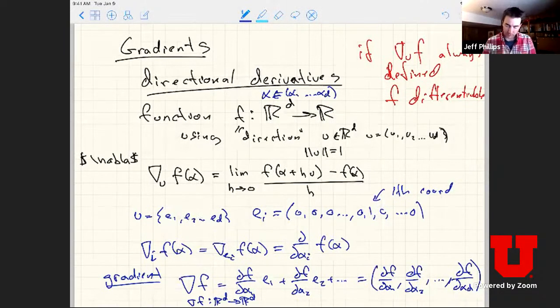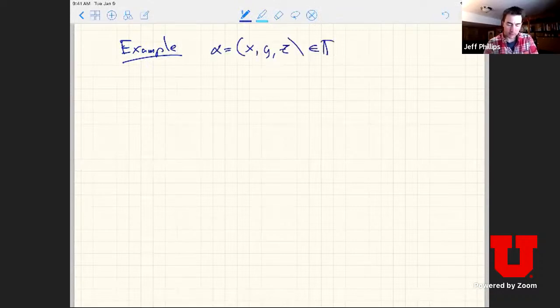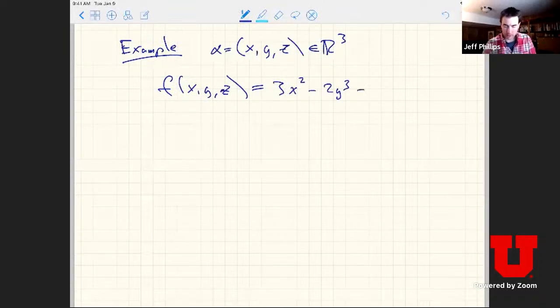Okay, let's go through and do an example. Let's start with α, which I'm going to write as x, y, z in R3. And my function of x, y, z will be 3x squared minus 2y cubed minus 2x e to the z, where e is the natural constant.